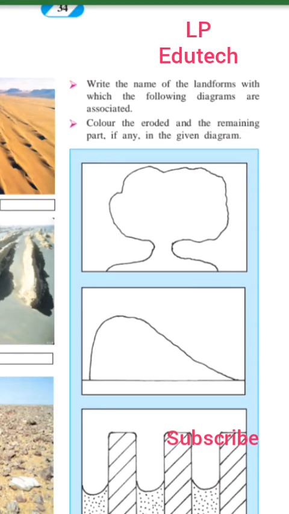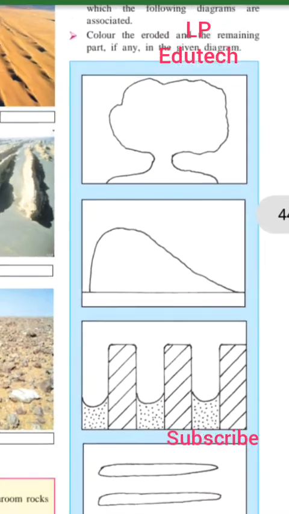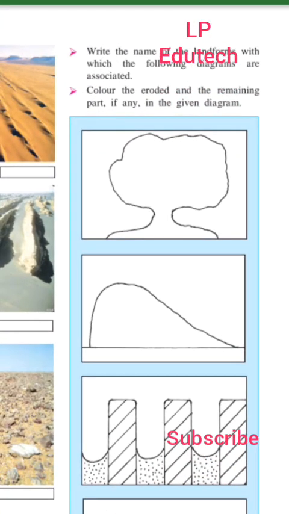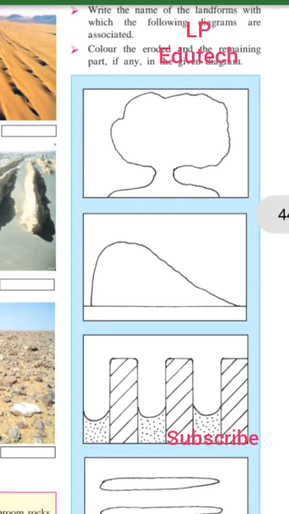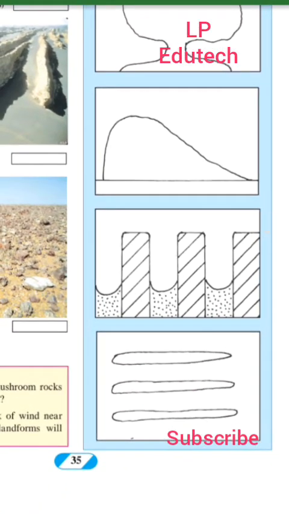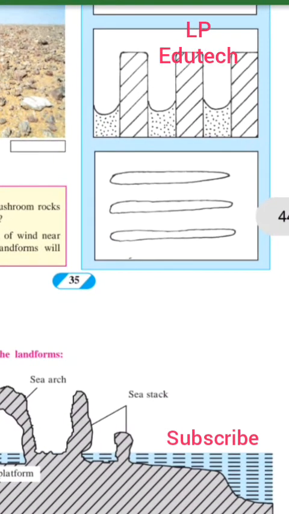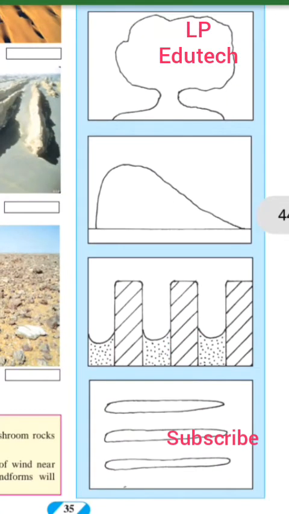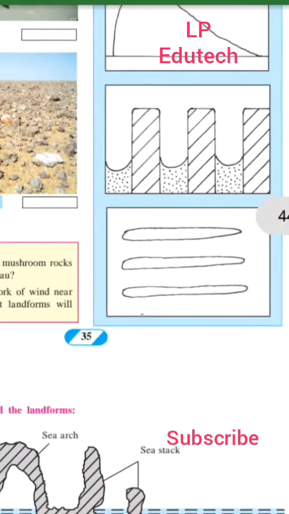Now write the names of the landforms with which the following diagrams are associated. These diagrams are given in black and white. You need to color them and label them. Color the eroded and the remaining part, if any, in the given diagram. Number 1 diagram, you can find out what this is. Yes, this is the mushroom rock. Second, the picture which I had already shown you, you can easily find it out. This is nothing but the sand dune. Number 3 picture is of Yardang and number 4 is seif, that is sand mounds. So these are the 4 pictures and 4 answers are given. You can color and label them accordingly.